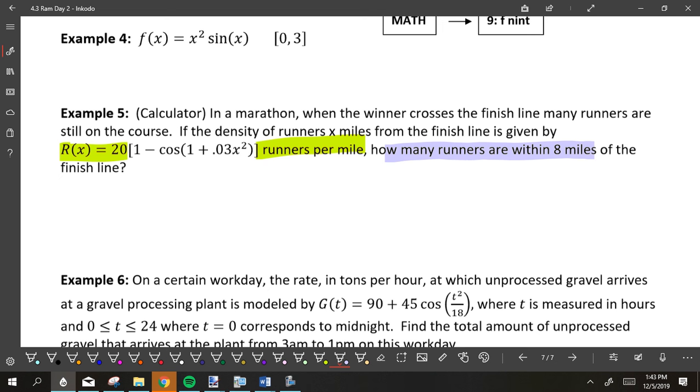Augie? You're going to find the area under the curve. And right now, we can do that with our calculator. We can integrate that thing. From when to when do you think you want to integrate it? 0 to 8, because from the finish line to 8 miles back. We are going to integrate what? R of x, that rate.